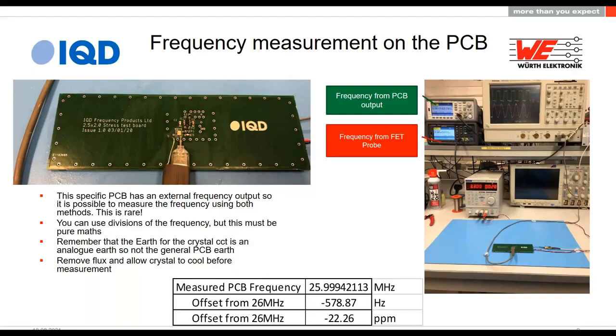But I think the question was, what are the measurements from this? So here are the actual measurements that we got. This crystal was supposed to be a 26 megahertz crystal, and the frequency that we're actually getting from the PCB here is minus 578 hertz, which if you divide that by 26 gives you minus 22 parts per million. So that's our first measurement. That's our baseline measurement for what's happening on the PCB before we start looking at anything in any detail.